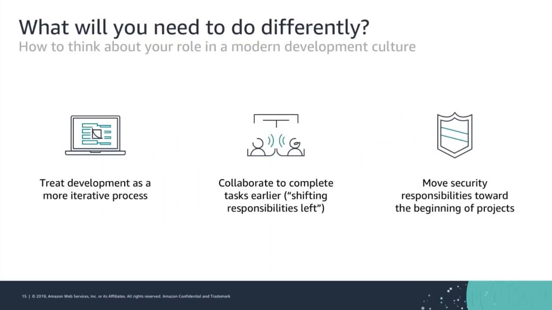So a lot of times what you'll hear is, okay, what do I have to do differently? Now they're raising their hand. They're like, okay, I'm starting to get it. Where do I start? How do I do this differently? And for starters, you need to start thinking about your development process as a more iterative process. And iterative development is a key term in agile development methodologies.